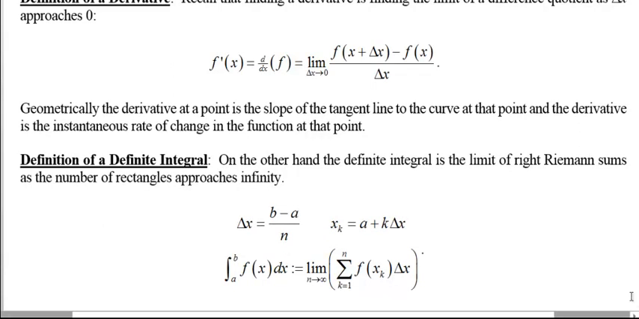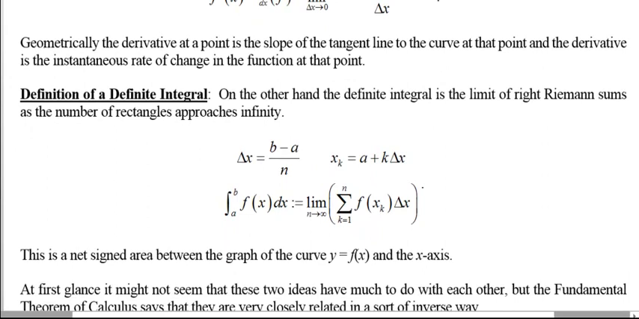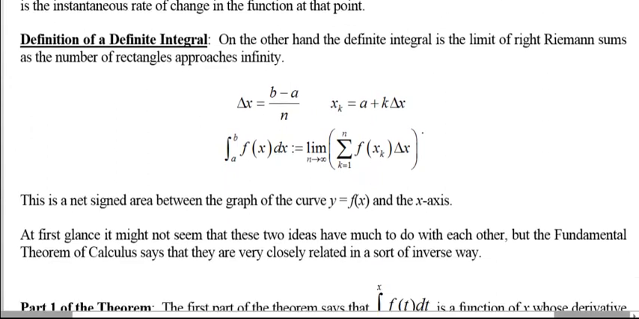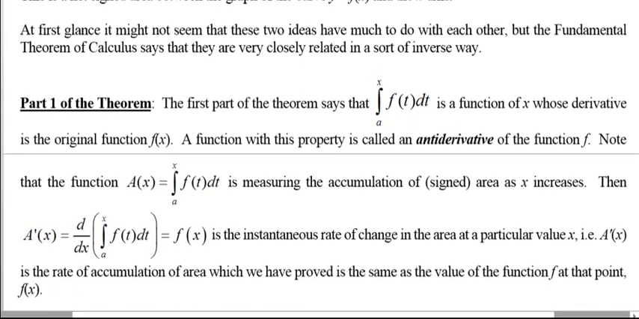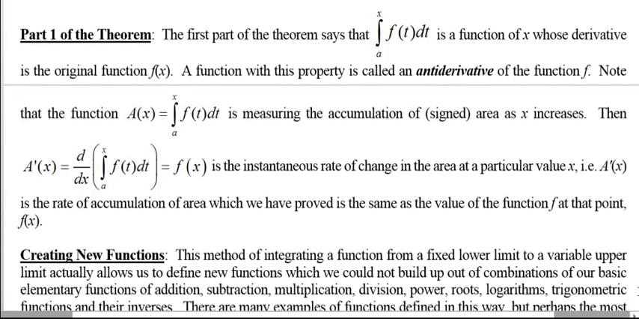Wait a minute, the derivative is a slope, and definite integrals are areas. How are those opposite to each other? Well, we see that it is kind of opposite of each other. It may not seem like it right away, but they are in fact somewhat opposite of each other. It's a remarkable result if you think of it that way.